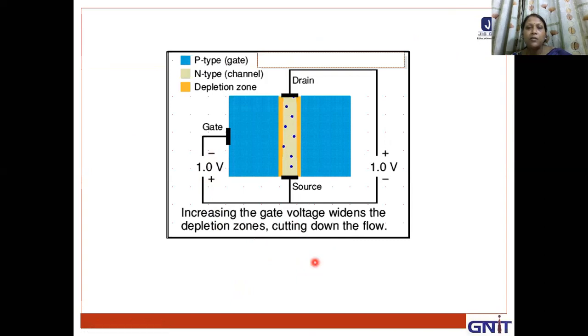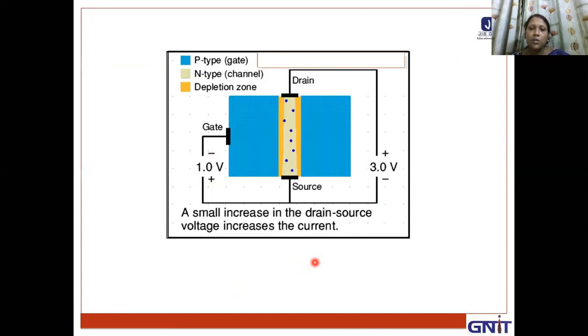After that, VDS is increasing. Small drain to source voltage increases the current. Gate to source voltage is constant now. But at the same time, the depletion region width is also increasing. It widens the depletion zone and limits the current flow. That's why it is getting saturated in the characteristics curve after pinch-off voltage.